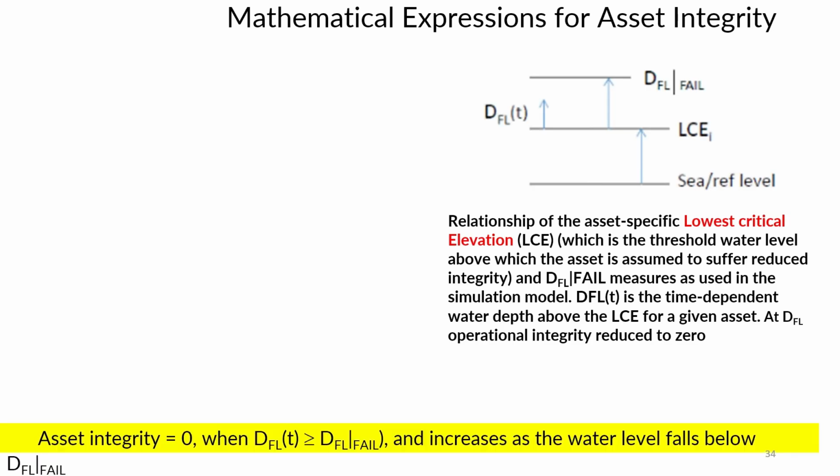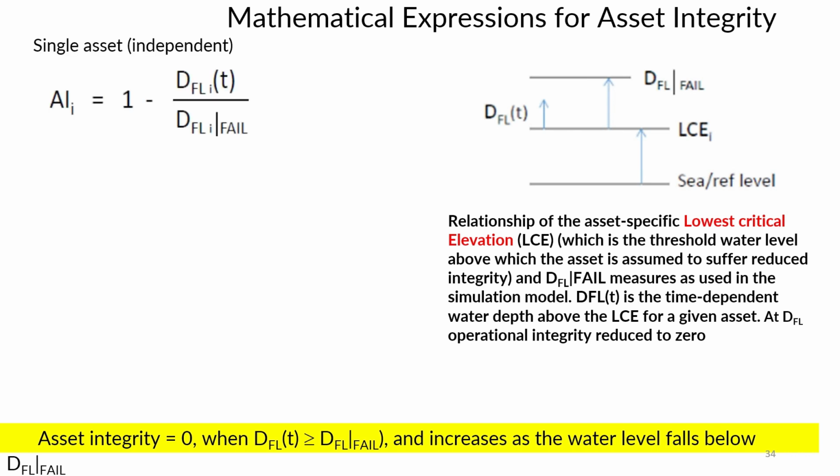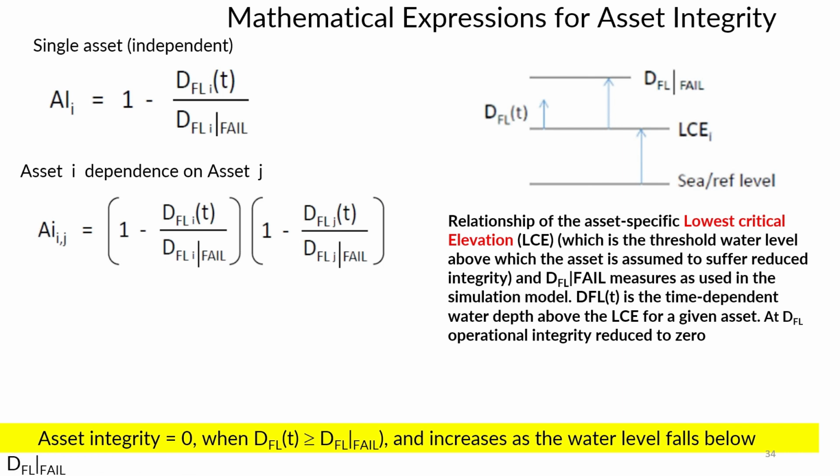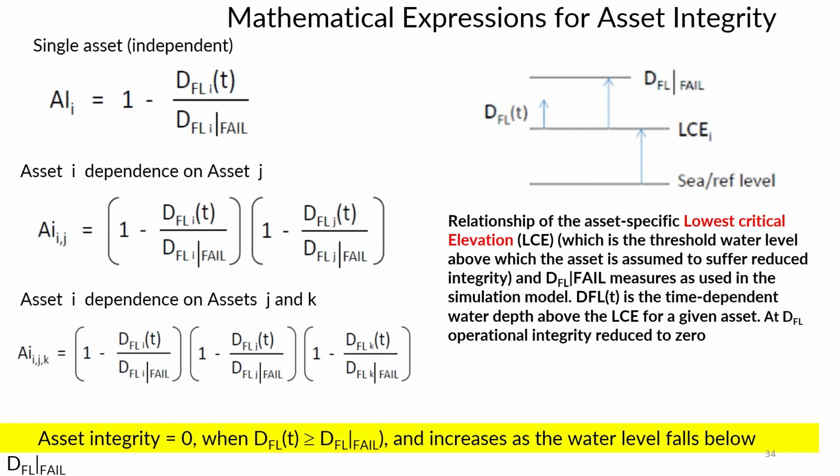How do you look at these different components and find out the resilience or the vulnerability of the system? So we can derive mathematical expressions for asset integrity, and we can couple them. What does that mean? So if I have a single independent asset, I can say that this is the asset integrity where this is the failure level, and we can derive dependent asset integrities by coupling them, and you can go on doing that for several independent components, right? The LCE represents the lowest critical elevation, and the DFL is the depth at which it will fail.